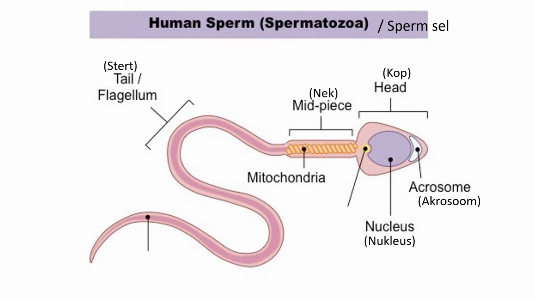And then obviously you need the energy, but you can't swim anyway without a tail. So then we have a tail area, also called a flagellum. The flagellum is just a fancy word for the tail. So this is what enables the sperm to swim around, to move around.